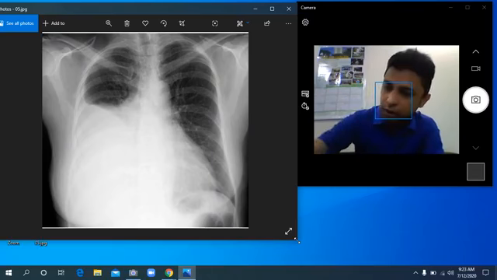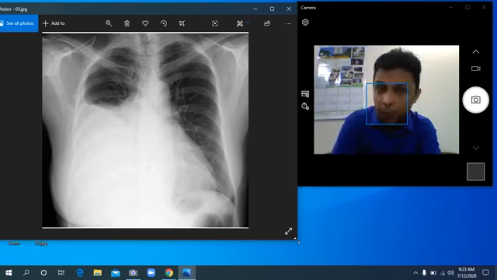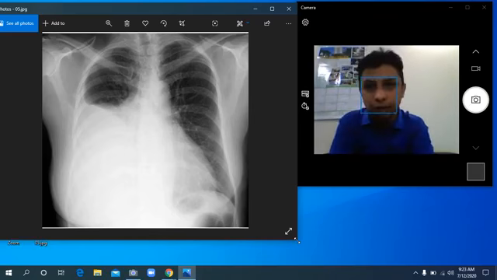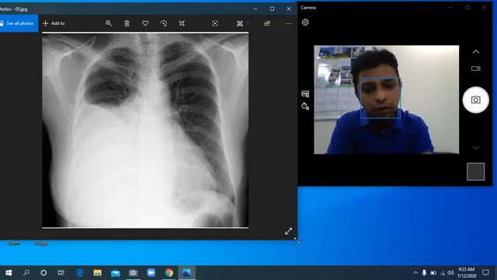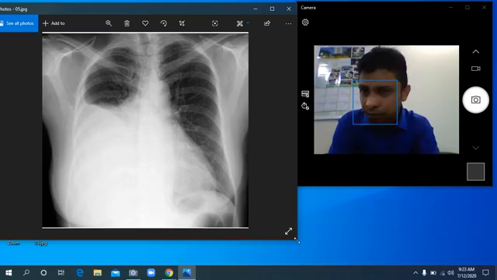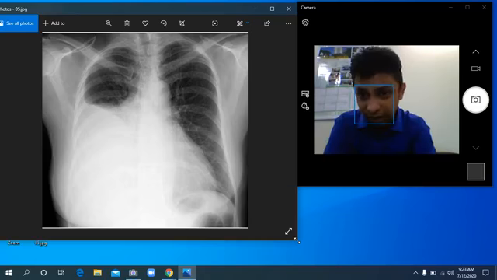So the next question that comes, why is this not consolidation? Now this is not consolidation because in consolidation there's supposed to be presence of air bronchogram. And this opacity does not have any air bronchogram within it. It is devoid of any air bronchogram. It's a dense homogeneous opacity. So this is not consolidation.